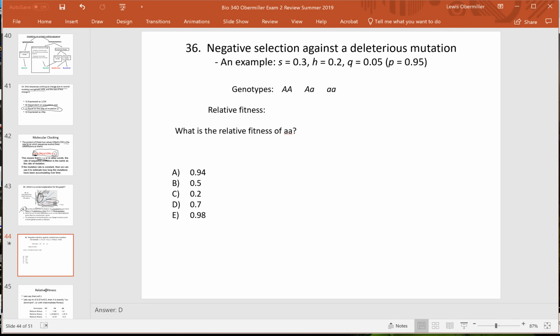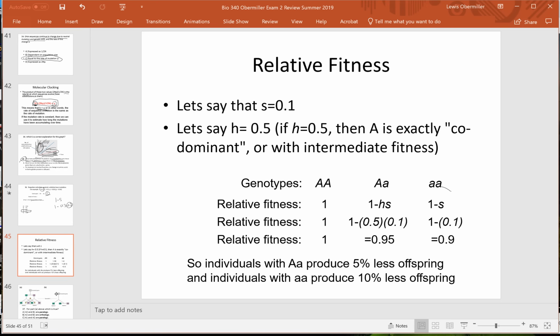Negative selection. What is the relative fitness of little a? So it's 1 minus S, right? And we have the S value as 0.3, so 1 minus 0.3 equals 0.7. So its fitness level would be D, 0.7. So remember, this one is 1 minus S. This is 1 minus HS, because we have to multiply it by the dominance, if it's codominant or complete dominant.